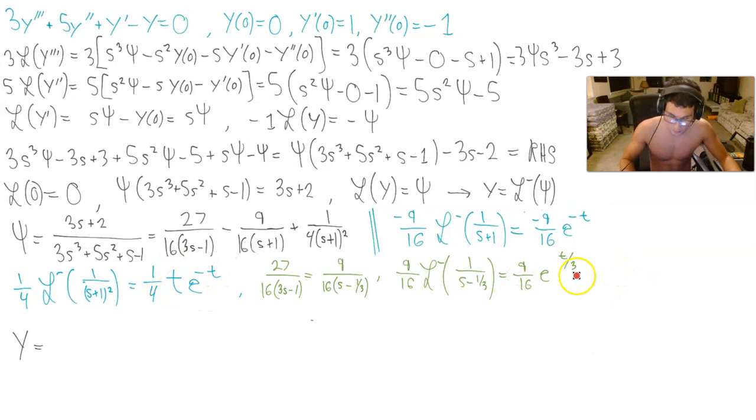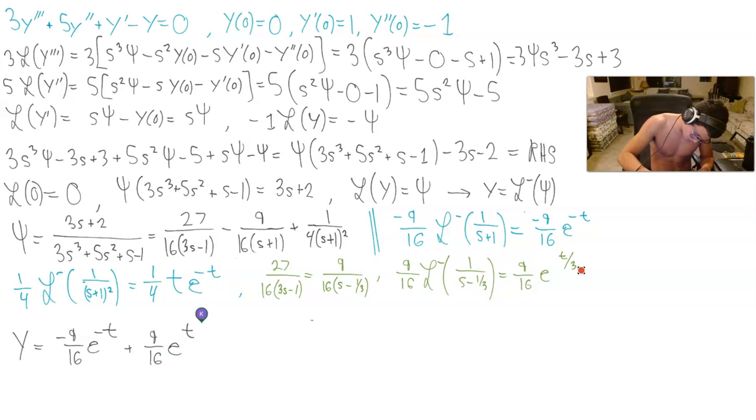Maybe we'll start with this one. Negative 9 over 16 e to the negative t, plus 9 over 16 e to the t over 3, plus t over 4 e to the negative t.